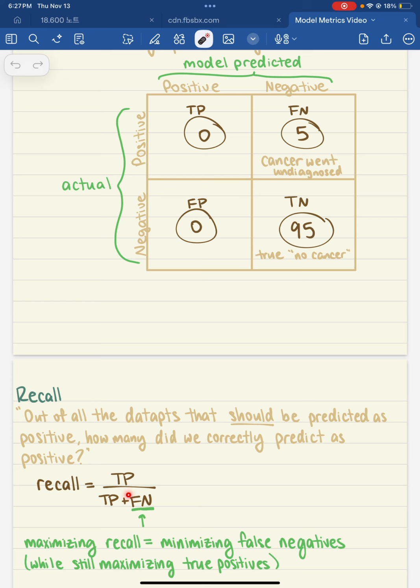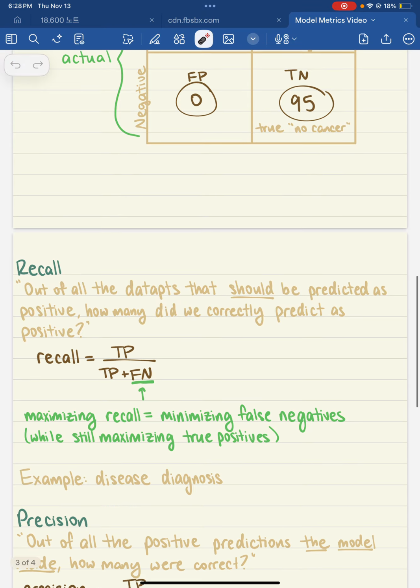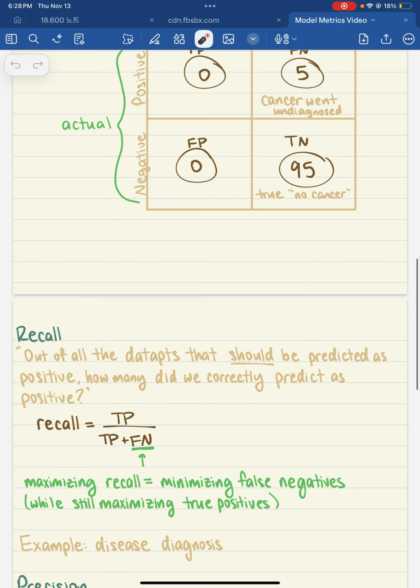Recall is going to penalize our false negatives, which in our disease case is exactly what we want to do. If our cancer goes undiagnosed, that's a big problem. So for our cancer example, we might want to optimize for recall. Now you could have the opposite kind of thing, where maybe we want to minimize not false negatives, but false positives instead.